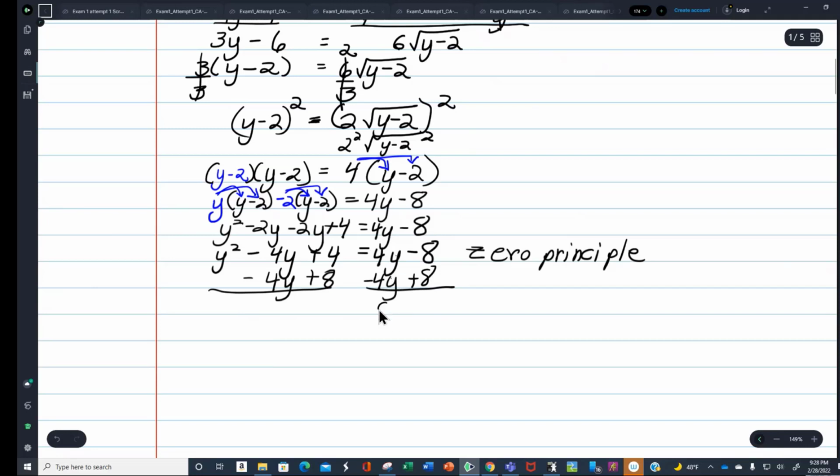4y minus 4y is 0. Negative 8 plus 8 is 0, which of course is 0. Over here, I'll have y squared minus 8y plus 12. And that equals 0.